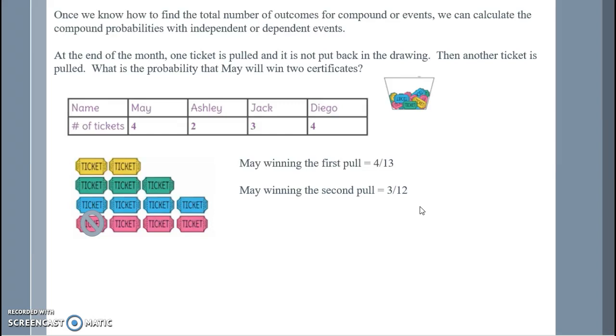So May then has the possibility of winning with 3. She has 3 tickets left since her first one was already taken away. Now we have 12 options left. So 4/13 times 3/12 is equal to 12/156. If I divide the top and the bottom by 12, we get 1 out of 13.